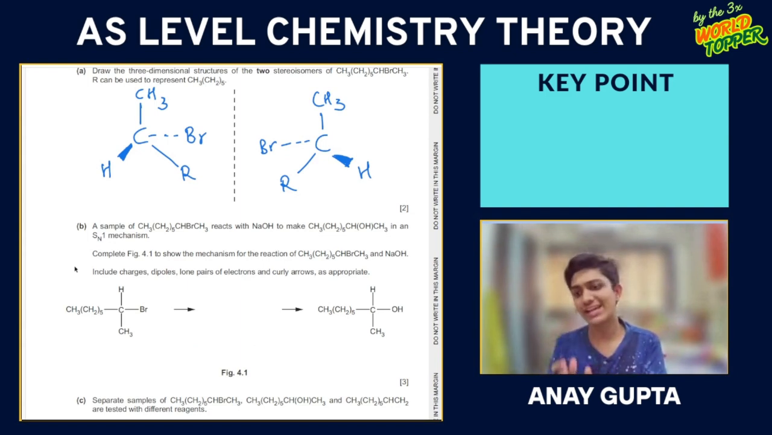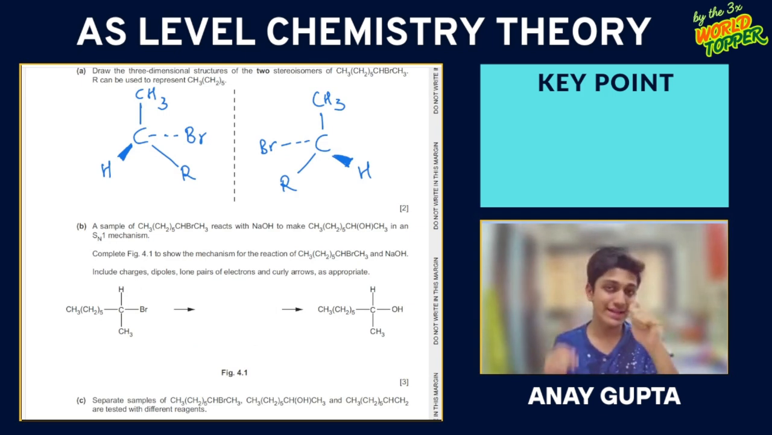A sample of CH3 (CH2)5 CHBr CH3 reacts with NaOH to make CH3 (CH2)5 CHOH CH3 in an SN1 mechanism. So this is basically nucleophilic substitution. Complete figure 4.1 to show the mechanism of the reaction of this compound and NaOH. Include charges, dipoles, lone pairs of electrons, and curly arrows as appropriate. Okay, perfect. Very simple, guys.